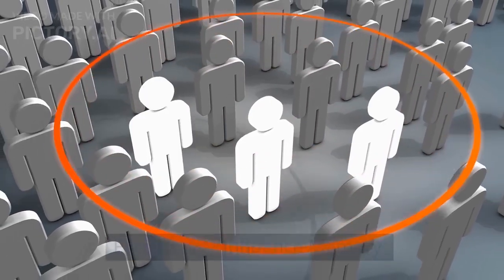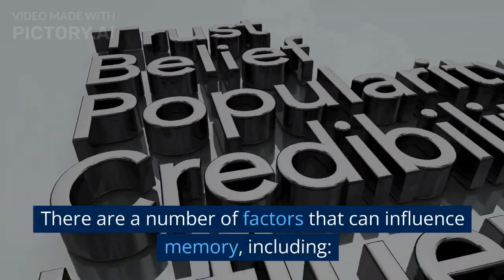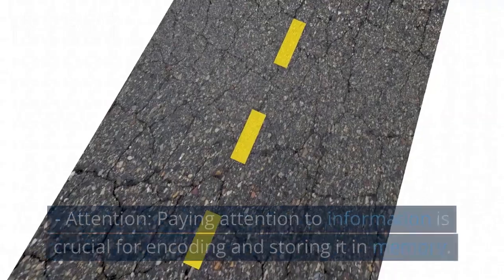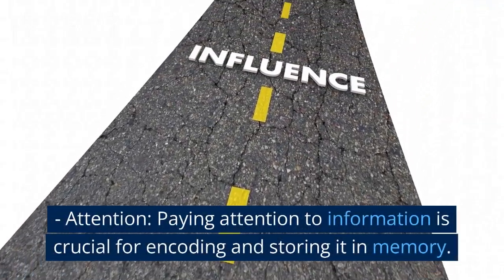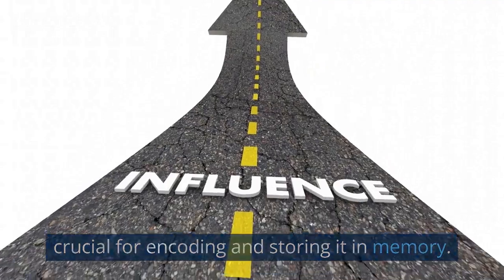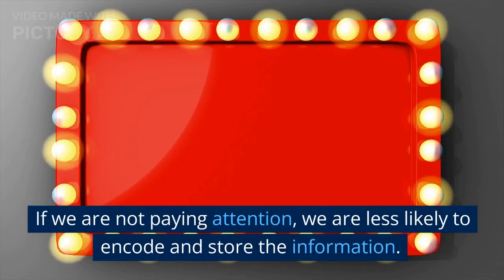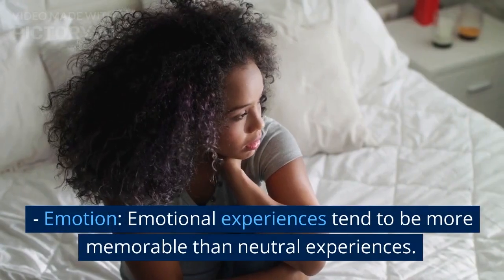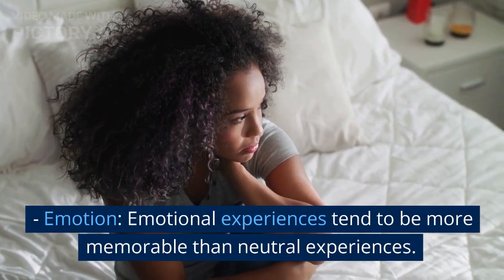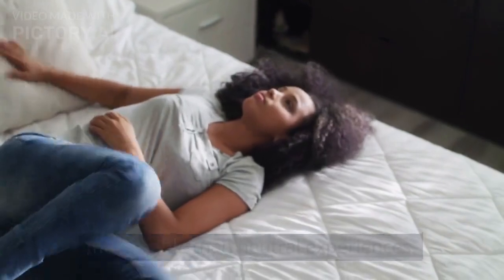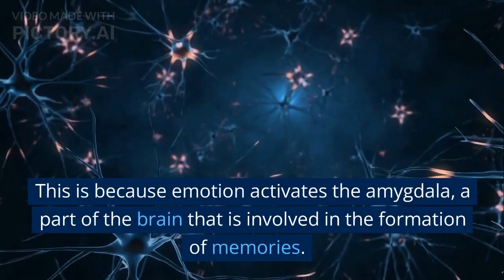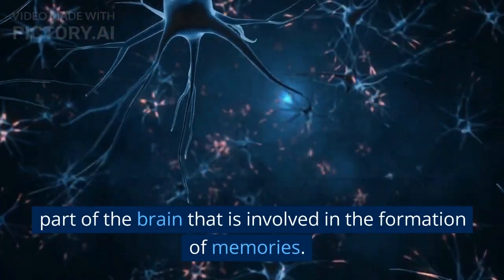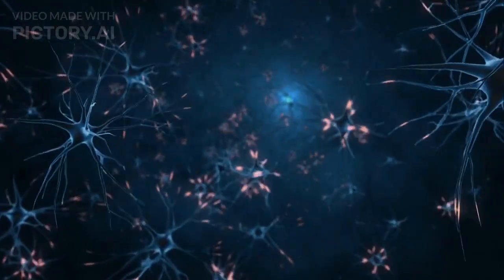Factors that influence memory. There are a number of factors that can influence memory, including attention. Paying attention to information is crucial for encoding and storing it in memory. If we are not paying attention, we are less likely to encode and store the information. Emotion. Emotional experiences tend to be more memorable than neutral experiences. This is because emotion activates the amygdala, a part of the brain that is involved in the formation of memories.